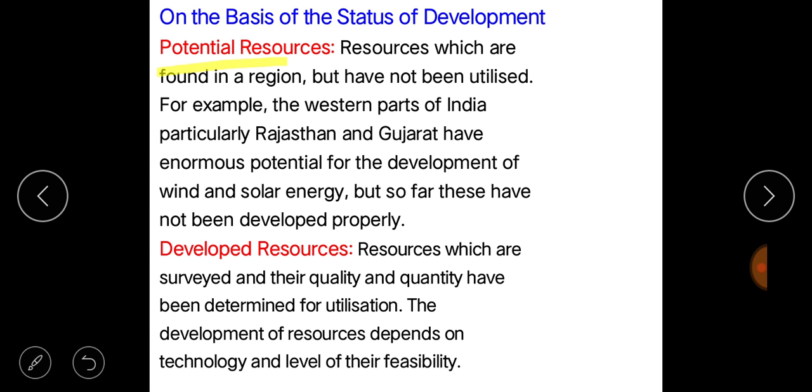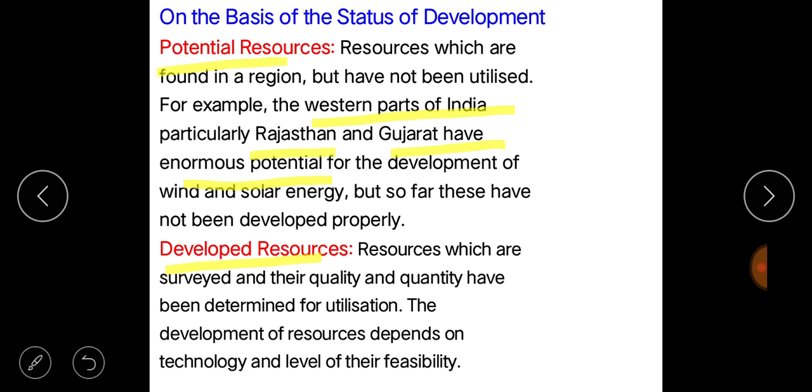For example, Western India, particularly Rajasthan and Gujarat, have enormous potential of wind and solar energy, but so far these have not been utilized properly, and we call them potential resources. If we are not utilizing the resources, it is not the fault of the resource, but the fault of we people. We are not developing or branding these resources.